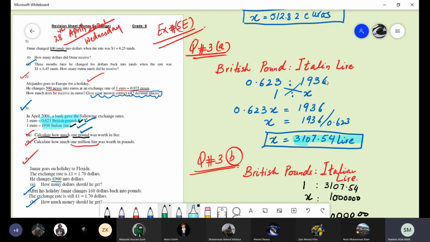Which answer are you getting and how are you getting a different one? Can you tell me? Ma'am, first I changed my pounds into euros and then euros into Italian lira. No need to do that because they are the same. See, €1 is equal to this much British currency, and €1 is equal to this much Italian currency. They are at the same time equal to €1, so we can compare them directly.